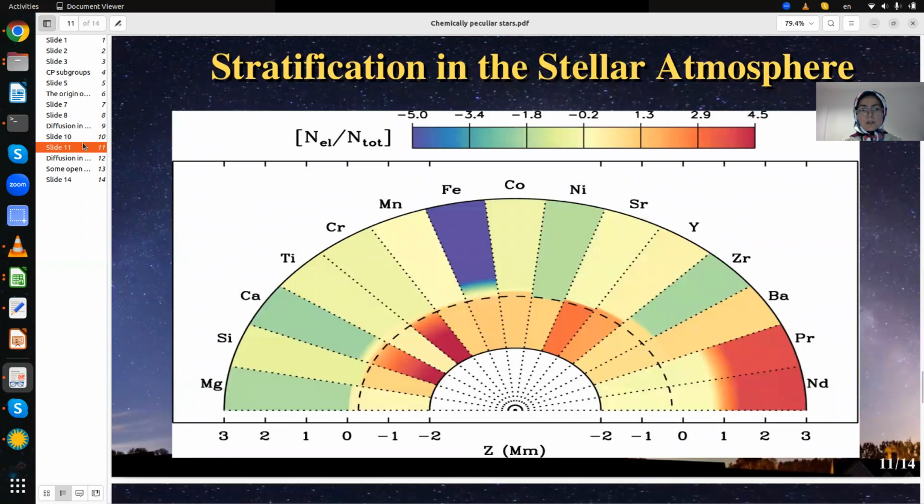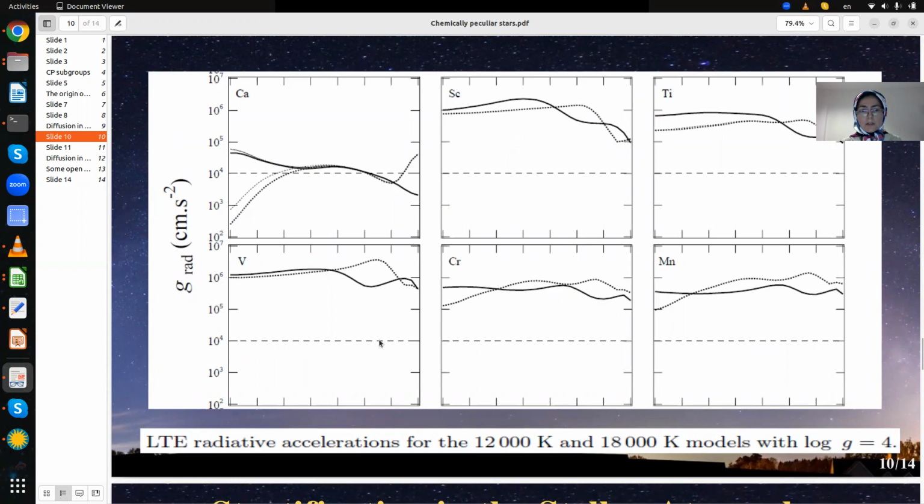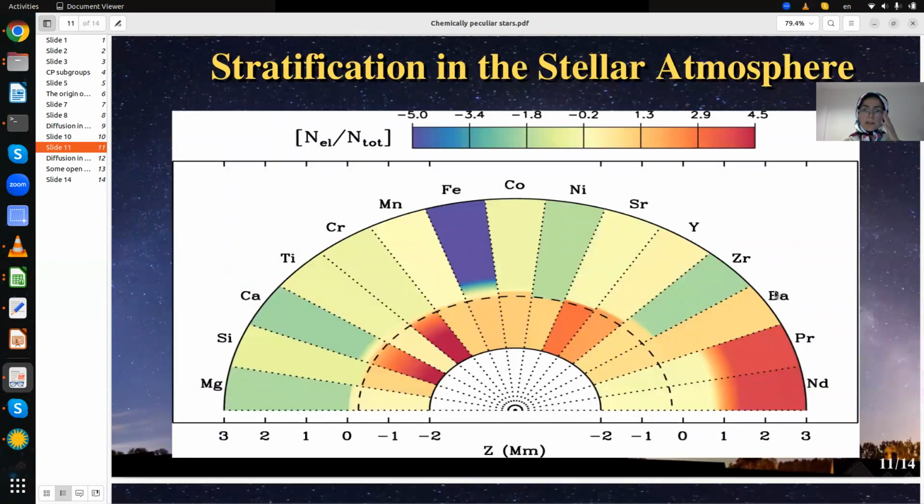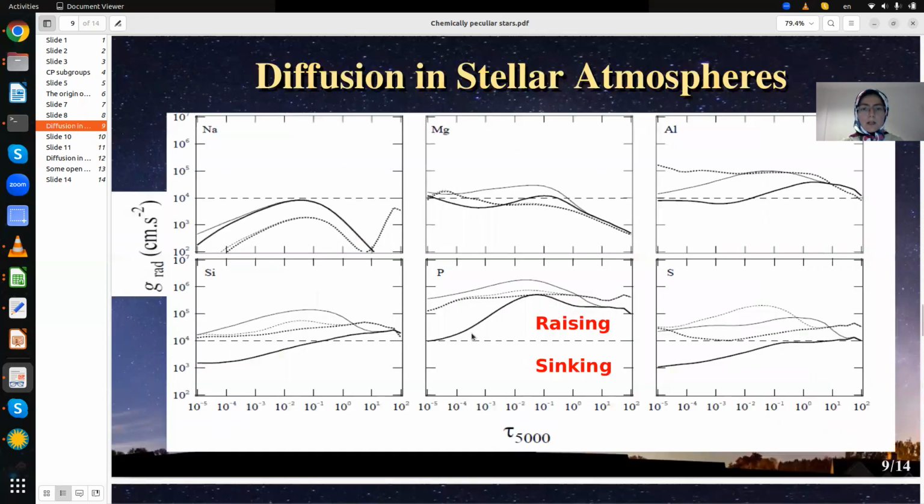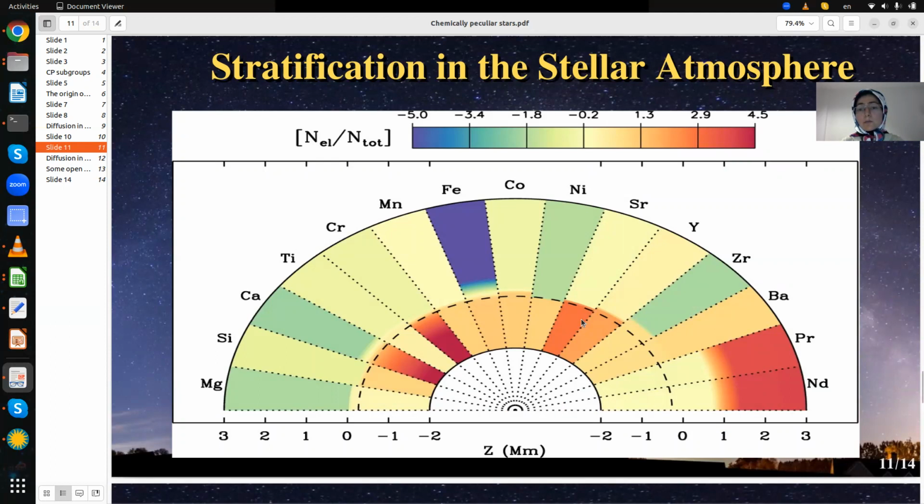And here you see also this line is the equilibrium line. And here you see the stratification in the stellar atmosphere. As I told you, we have an equilibrium line, and we have some different layers. For some elements, they are sinking, and in some other layers, the elements are rising. Because they have sinking and rising in different layers, in some places they have equilibrium with gravitation, which we call the equilibrium line. And here you see for blue color, they are mostly not in the surface. Here is the surface of the CP star, and here is the core.